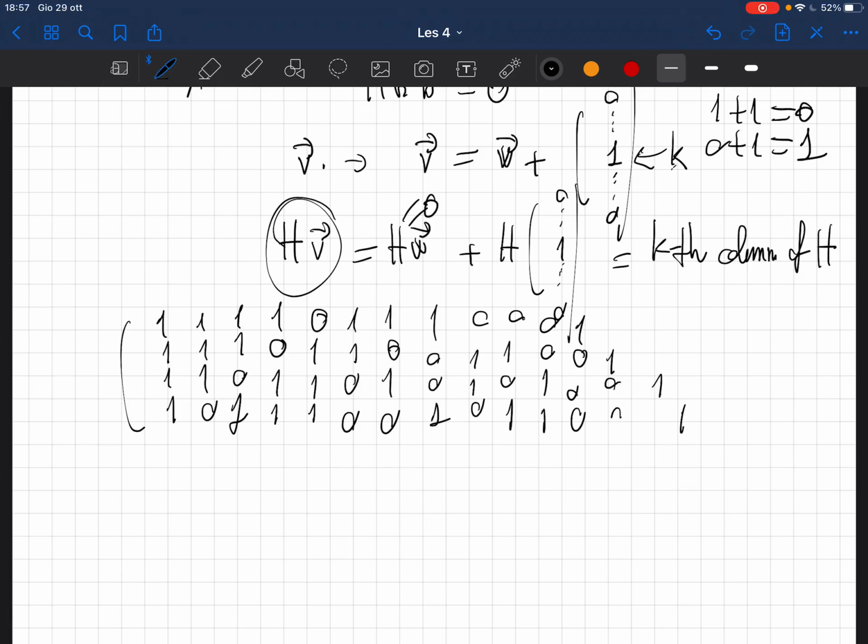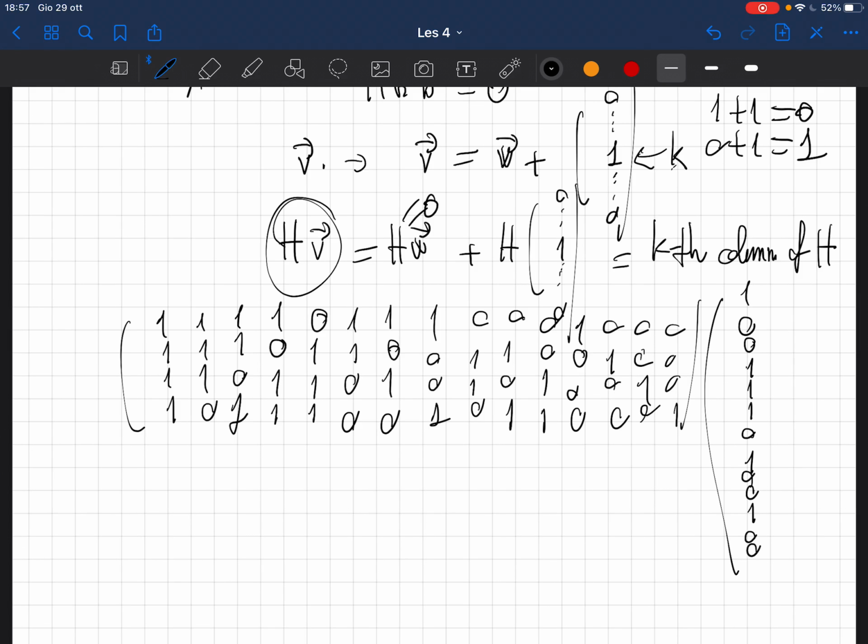0, and then you have the identity here, fortunately. The identity. It's very long. And then you get this very long vector, which is 1 0 0 1 1 1 0 1 0 0 1 0 0 1 0. Well, it's very boring, actually. It's very boring.